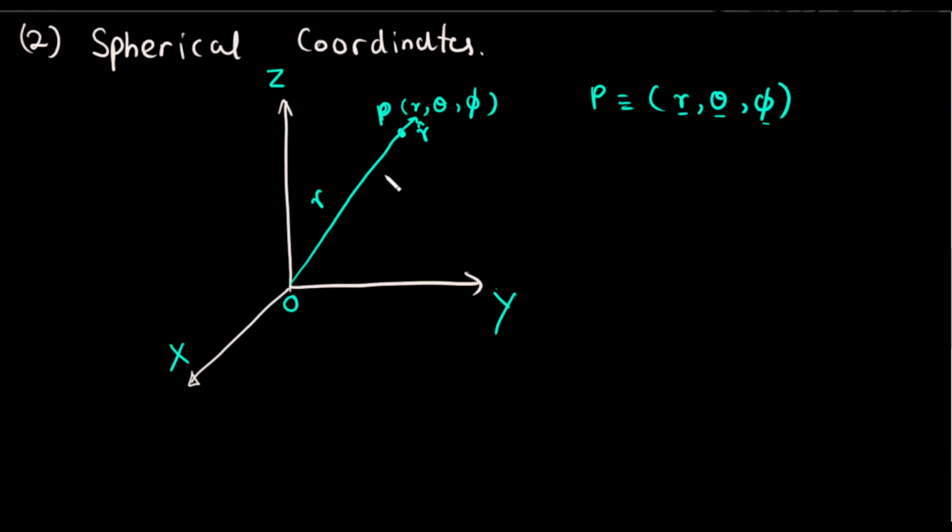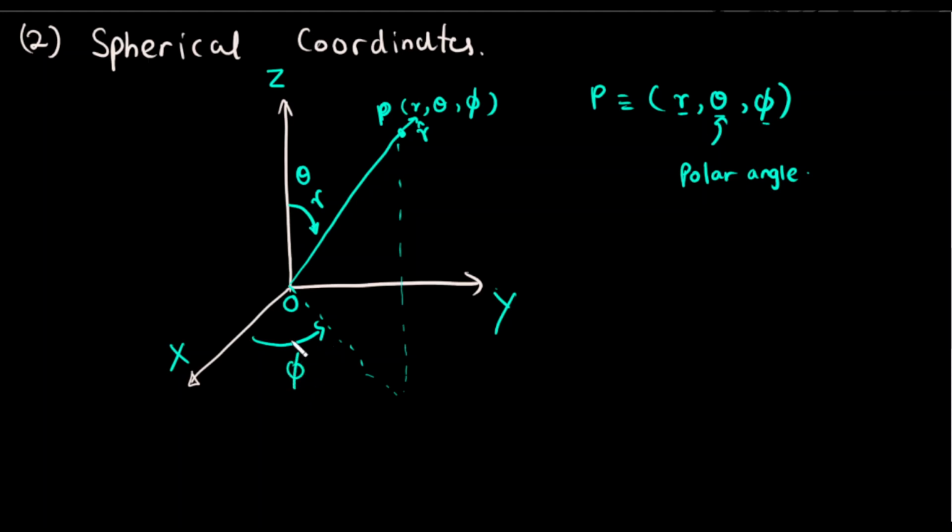This r hat is parallel to this r vector, and now we have theta over here, and theta is the angle between the z axis and the vector that we are considering. So this is called the polar angle. And we have a psi here. So psi is the angle between the vector and the x axis. So this is how we form it.